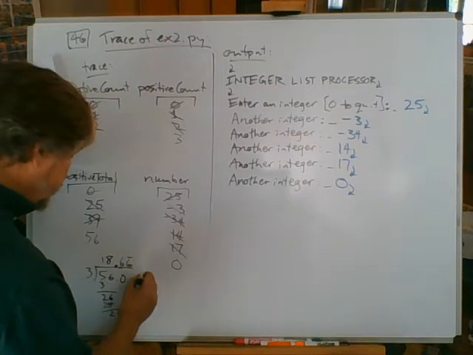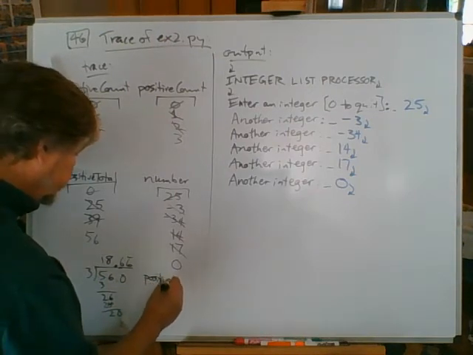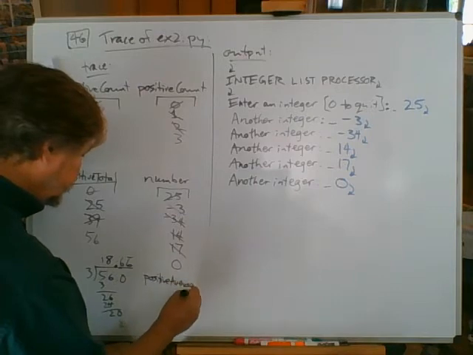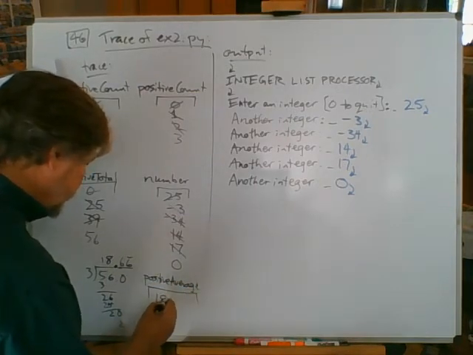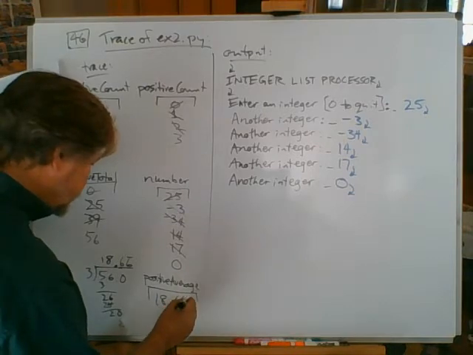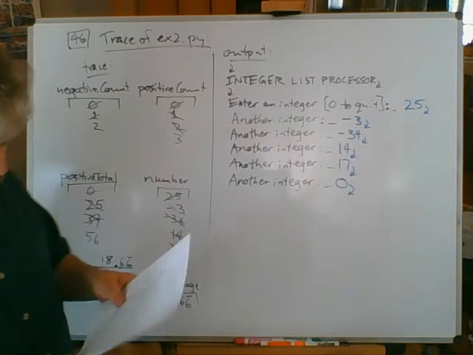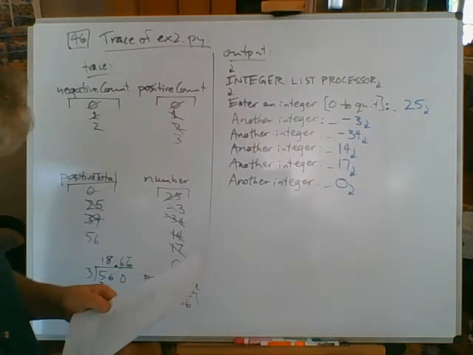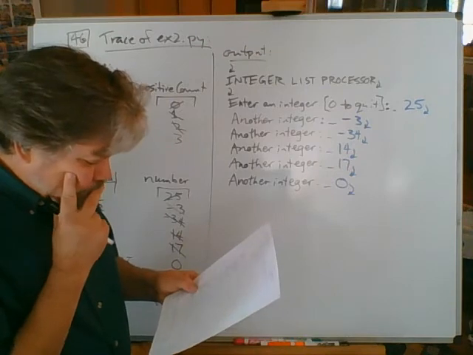Here it is, positive average. Is, I hope, 18.66666 repeating, also known as 18 and 2/3. 2/3 is 0.6 repeating. Now look at the else part here. What is that trying to do?